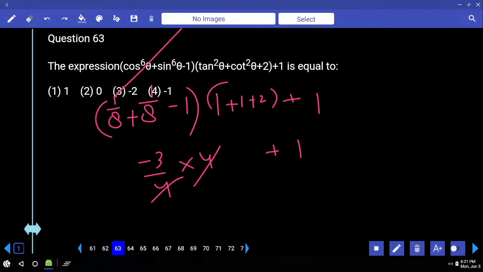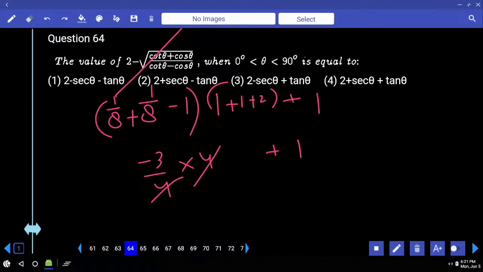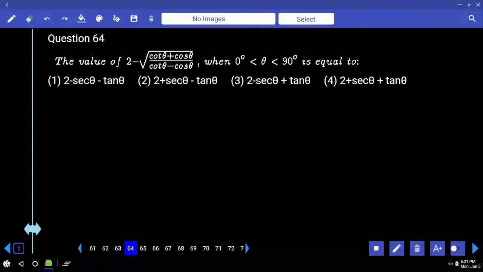If the options are numerical values, substitute a value for theta, that's all. Already we have done a lot. The value of 2 minus cot theta plus cos theta by cot theta minus cos theta. Here also you can substitute a value, but it is better to solve directly.